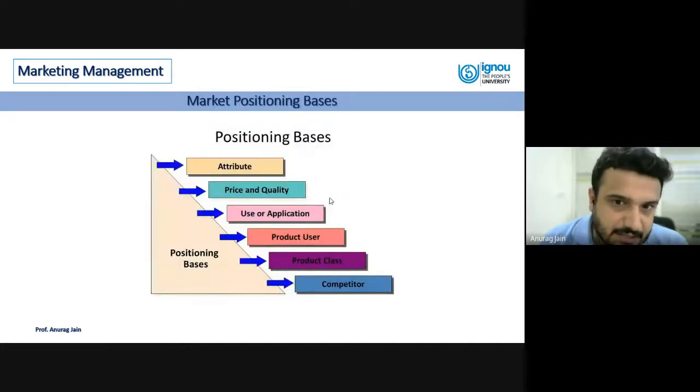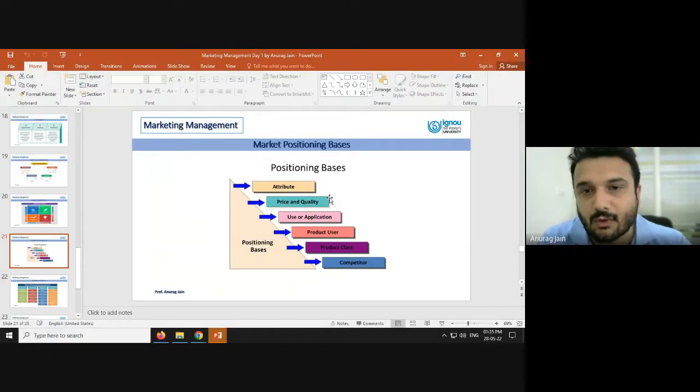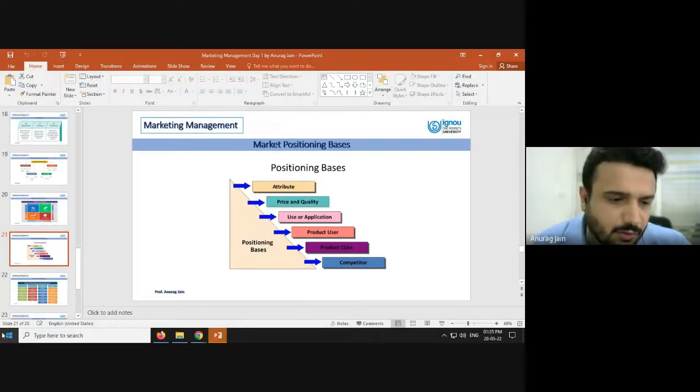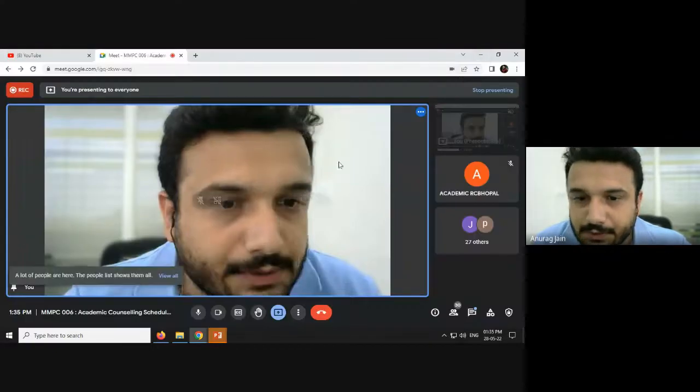The next thing is related to positioning, and I'm very sure you all have an understanding of what market positioning is all about. We have discussed that it is about creating a differentiation, it is about creating a kind of... just hold on.